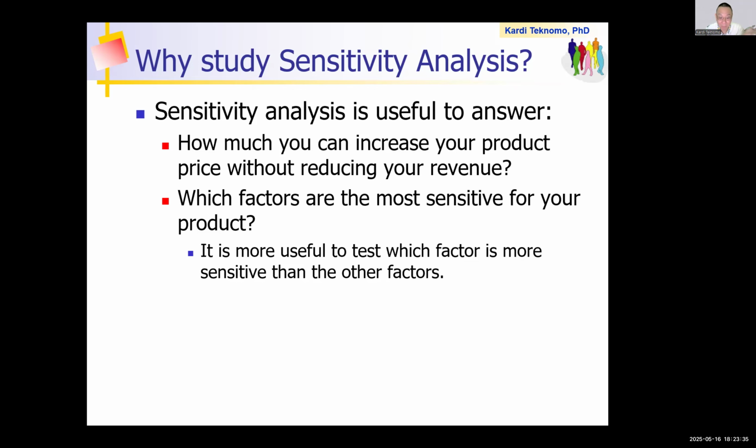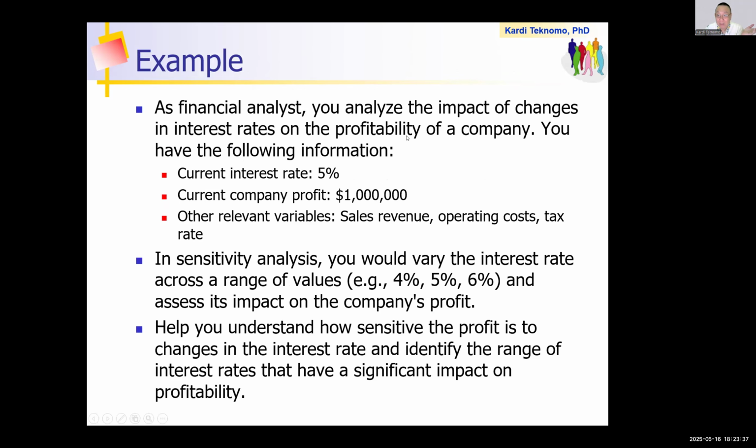These are examples. Say you want to change the interest rate, for example, what happens if the interest rate changes? Will the profit change or not? In terms of the other factors, for example, the revenue, the operating costs, the tax rate and so on, knowing the values.